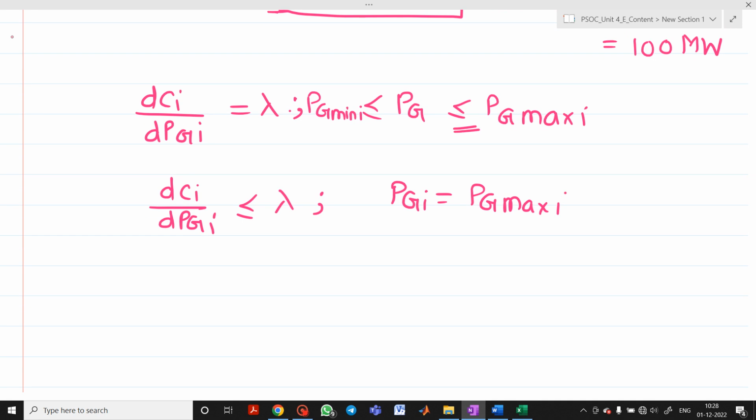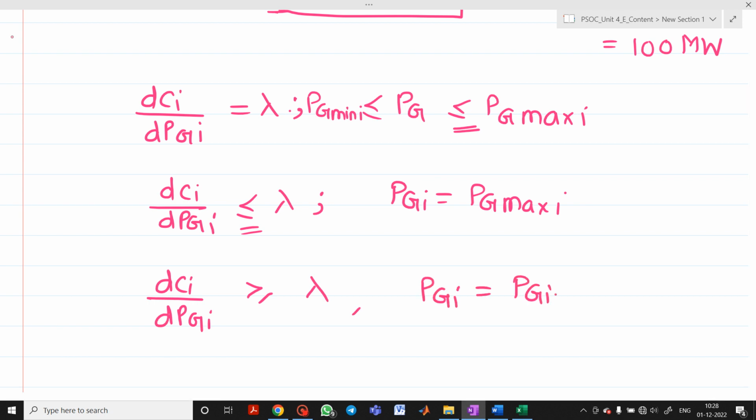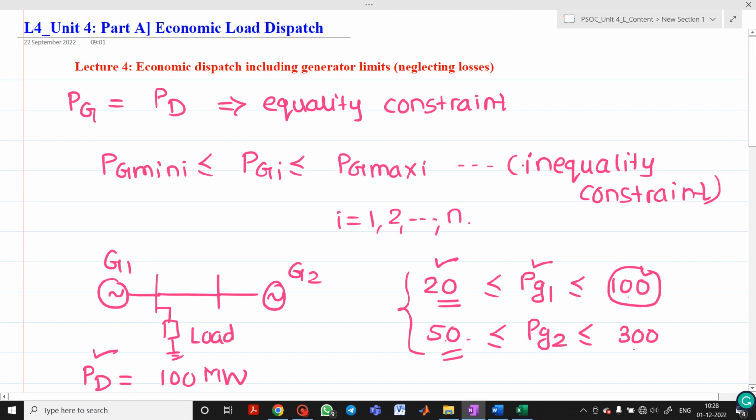This is the case. So here we have written Pgi equal to Pg maximum i. And your dCi upon dPgi will be greater than or equal to lambda whenever Pgi is equal to Pgi minimum. So please keep in mind, if in the numerical such inequality constraints have been given, then how to solve the numerical? This is the topic of economic dispatch, including generator limits.